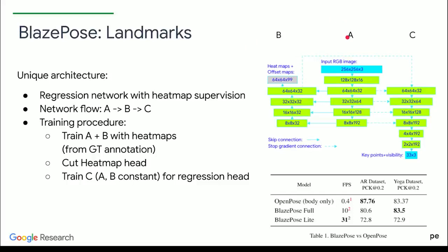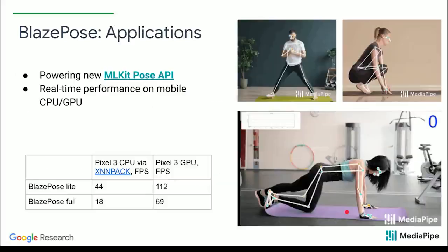So what we actually do is we first train column A and column B with heat maps that we derive from ground truth annotation. Then we remove the heat map head, and then we only predict the tower C that yields 33 key points and the visibility. When you look at the performance, you see that BlazePose on challenging datasets like yoga performs similar to the state-of-the-art OpenPose, but is significantly faster.